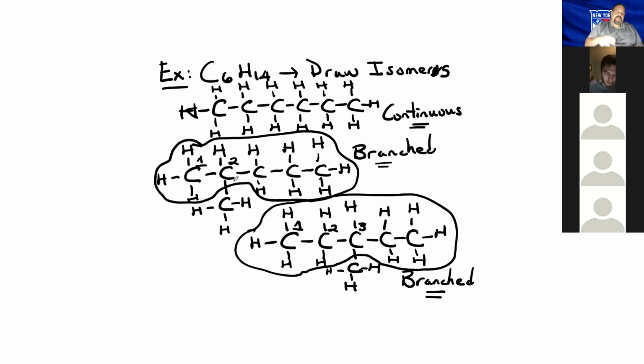So the point here is that you don't necessarily have to change the length of the parent or main chain to come up with an isomer, especially when the chemical formulas get a little bit larger.